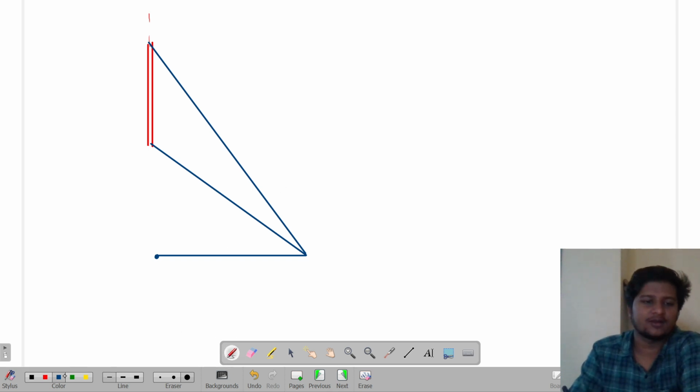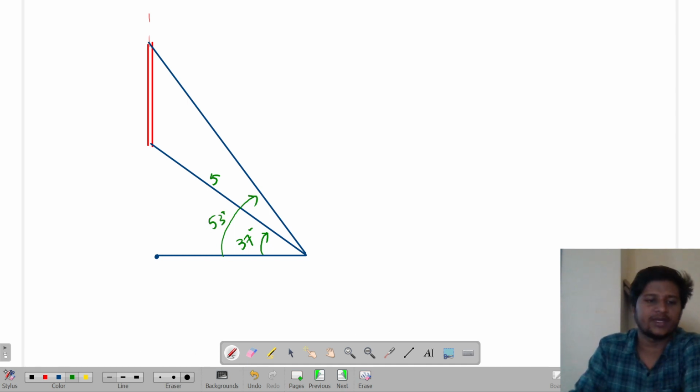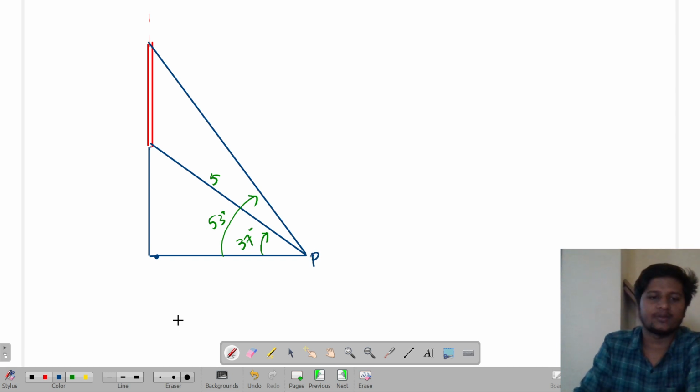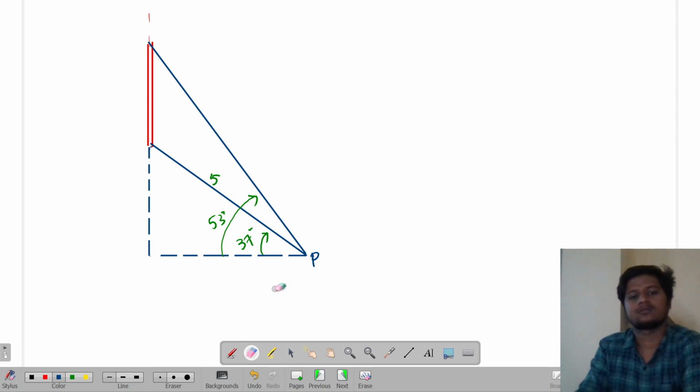Let's suppose this length is 5. How much is this length? 5. This angle is 37, and this angle is 53. Got it or not? What is given? That angle is 37, this angle is 53. You have to calculate the magnetic field generated at point P. Let's suppose this is my point P. Calculate the magnetic field generated over here. Do it fast.